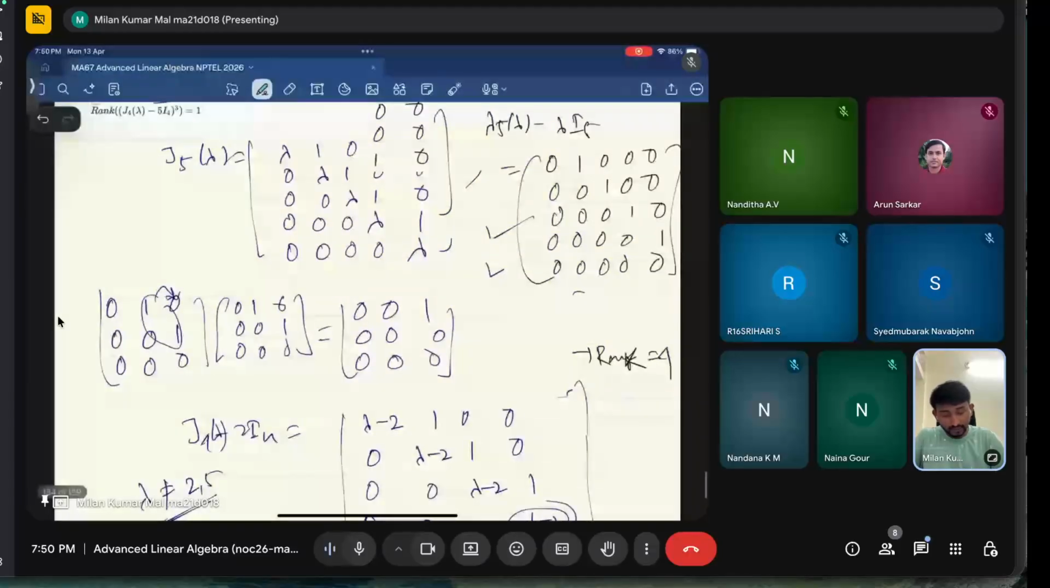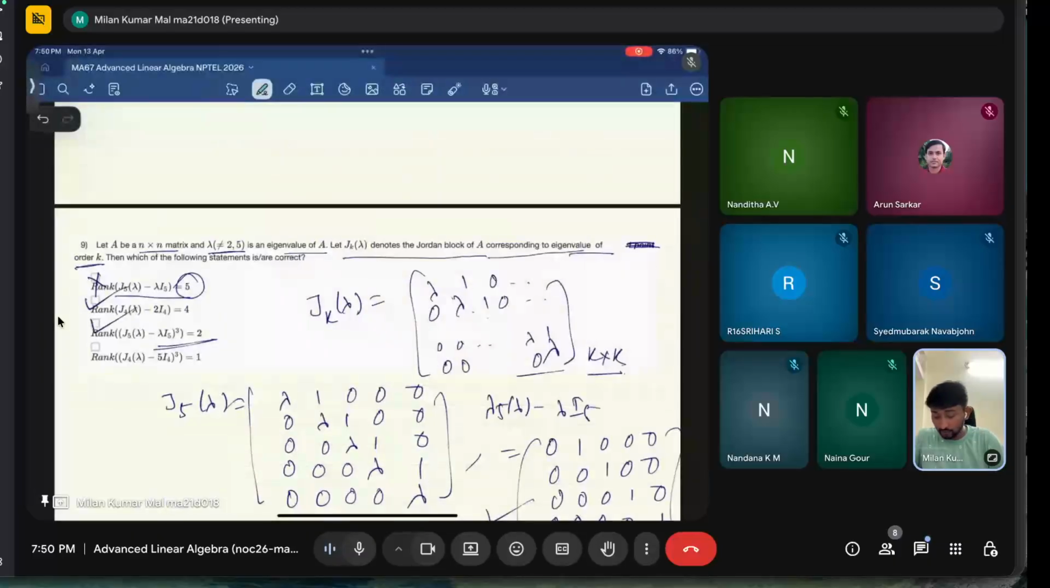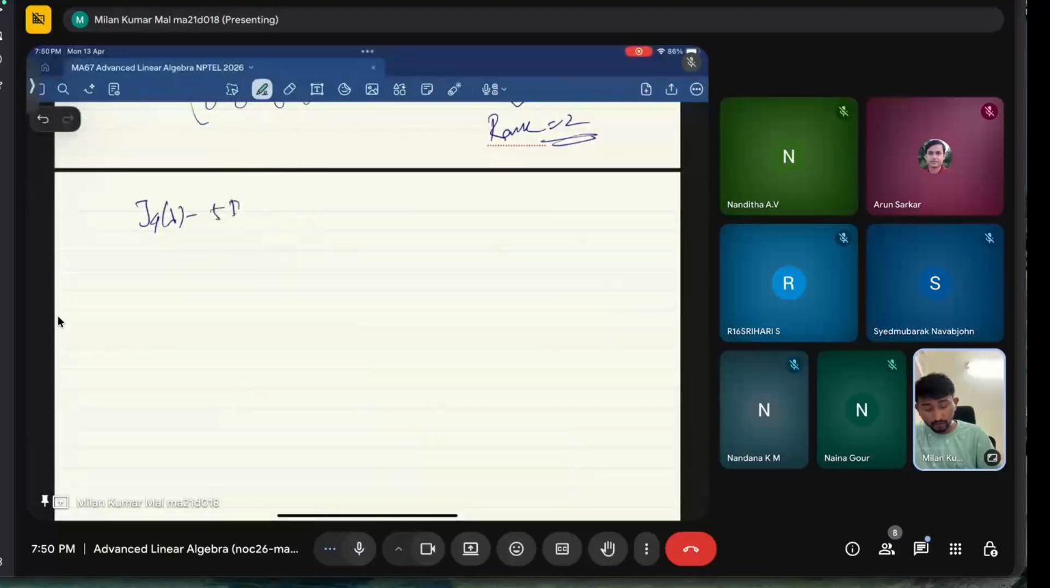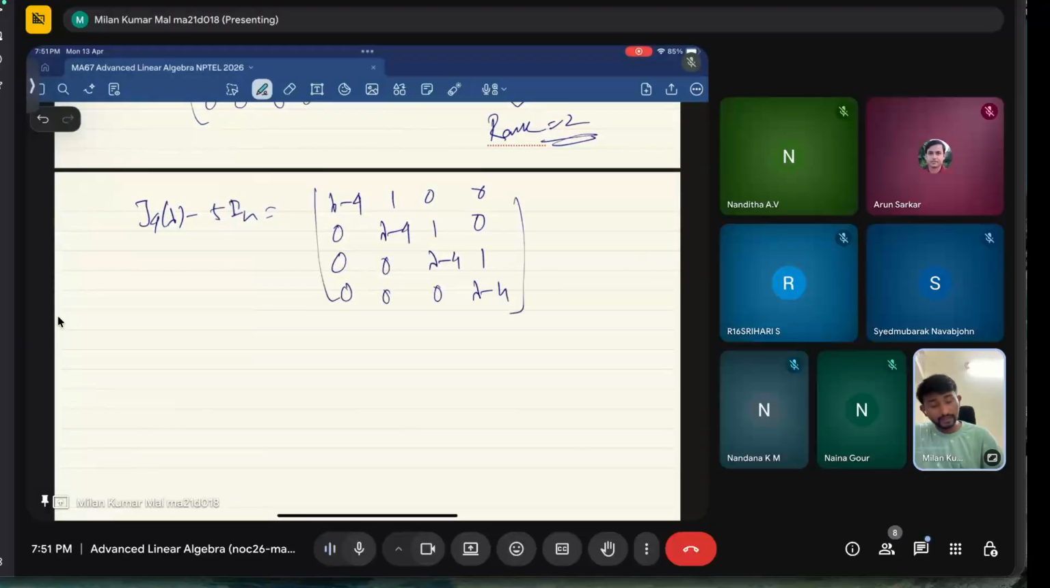Now the rank of the next one, similarly J4 minus 5I4. Okay, that I'm going to discuss. So what is J4 minus 5I4? J4 lambda minus 5I4 is equal to lambda minus 4, 1, 0, 0, 0, lambda minus 4, 0, 0, 0, 0. So this is 1. But here this lambda is actually lambda minus 5, not 4.